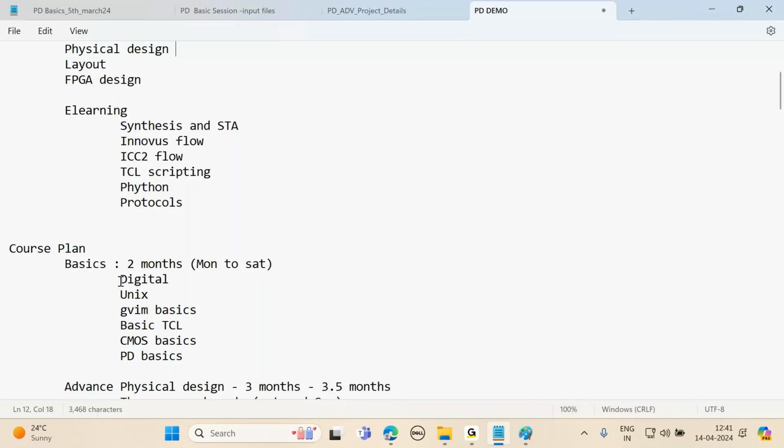You are registered, right? If you pay 5,000 and register, they will inform you.